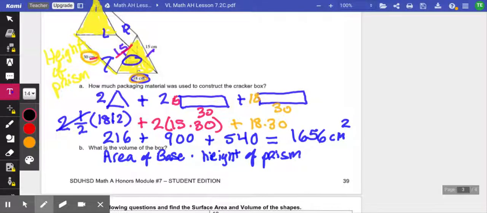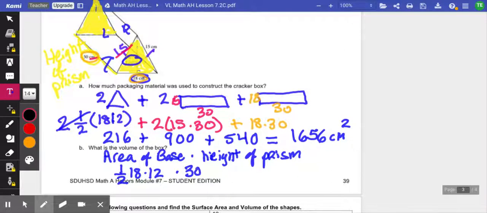Well, remember the base is the triangle. So here I have to go area of the base, 1/2 base times height. So 1/2, the base of the triangle is 18, the base length. The height of the triangle is 12, times the height of the prism. The height of the prism is not 12, it's the distance between the bases, which is 30.